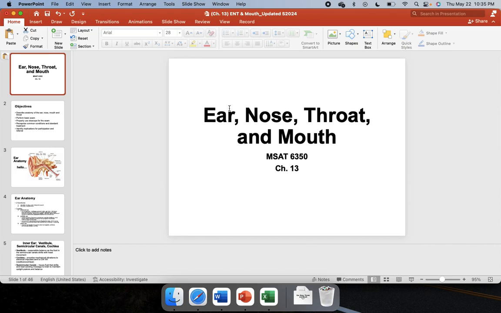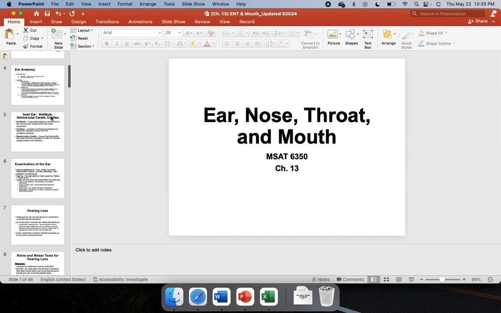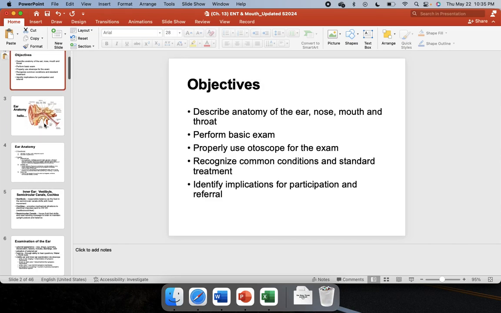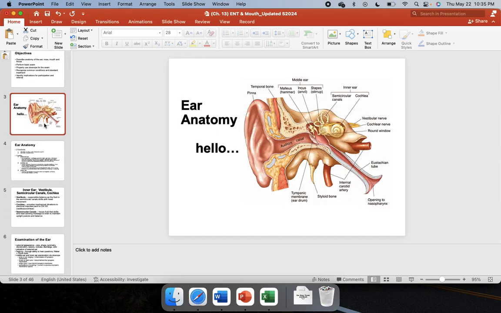Covering anatomy of the ear and pathologies of the ear. So, as far as anatomy of the ear, I assume that you've had this with Dr. G in your upper extremity class. So, just briefly, what we're going to be talking about is the outer ear, the middle ear, and then the inner ear. Okay, so outer ear, middle ear, and inner ear.